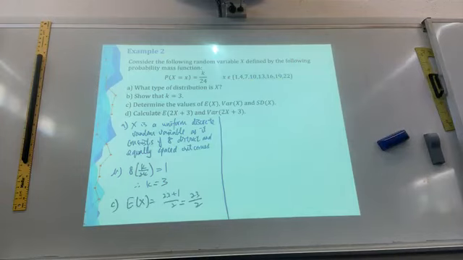Alright, part C. Determine the value of the expected value of x, variance of x and SD of x, standard deviation. You know that the expected value of x is just a plus b divided by 2. You no longer need to work on the probability, you don't need to think about the weight now because everything is the same. It's uniform. So just 22 plus 1 divided by 2, which is 23 divided by 2.